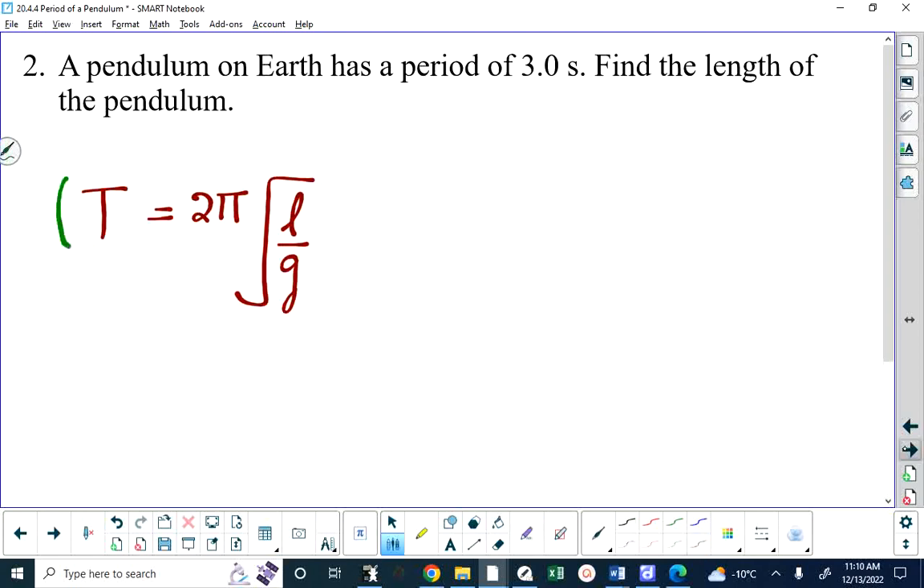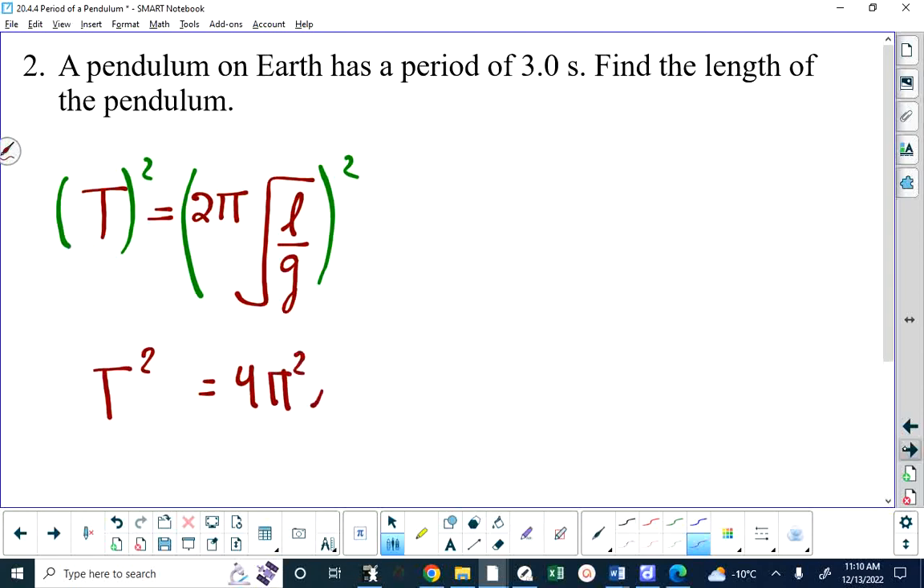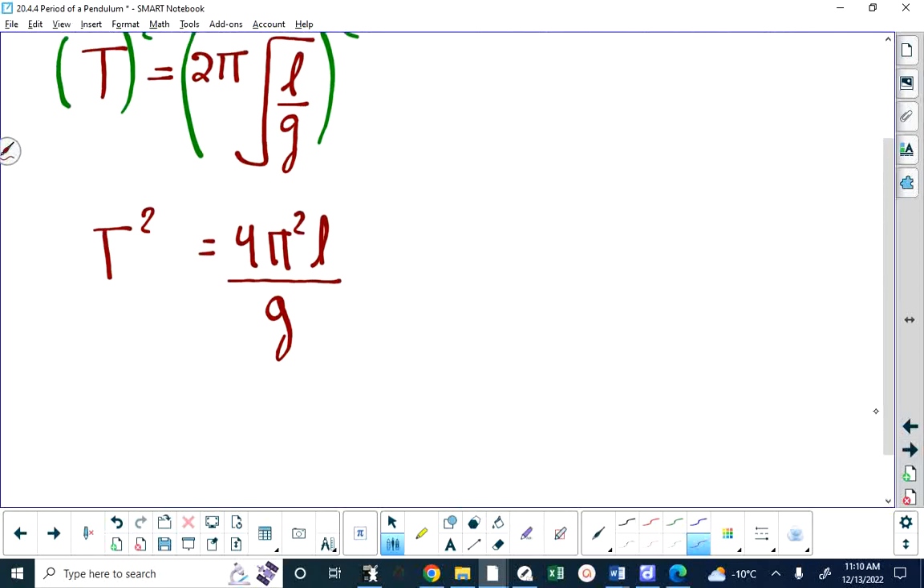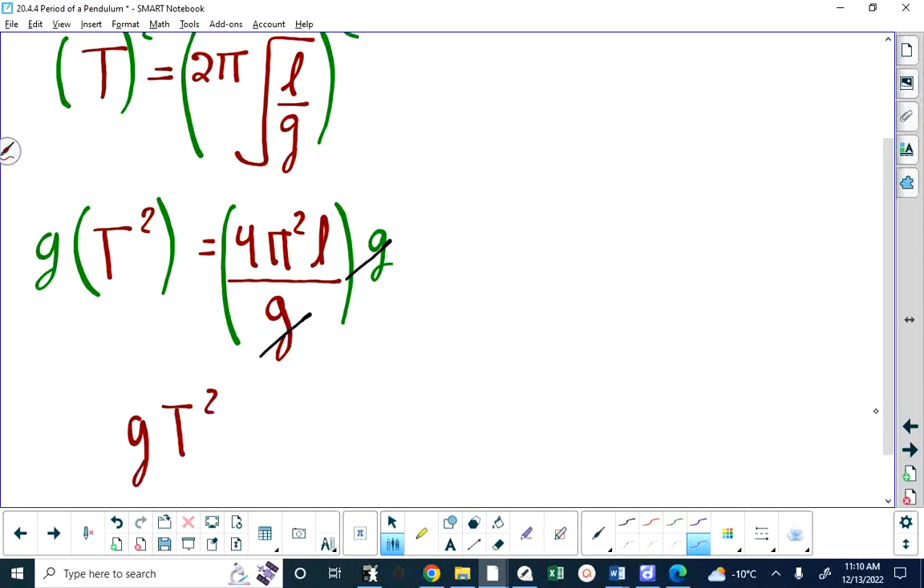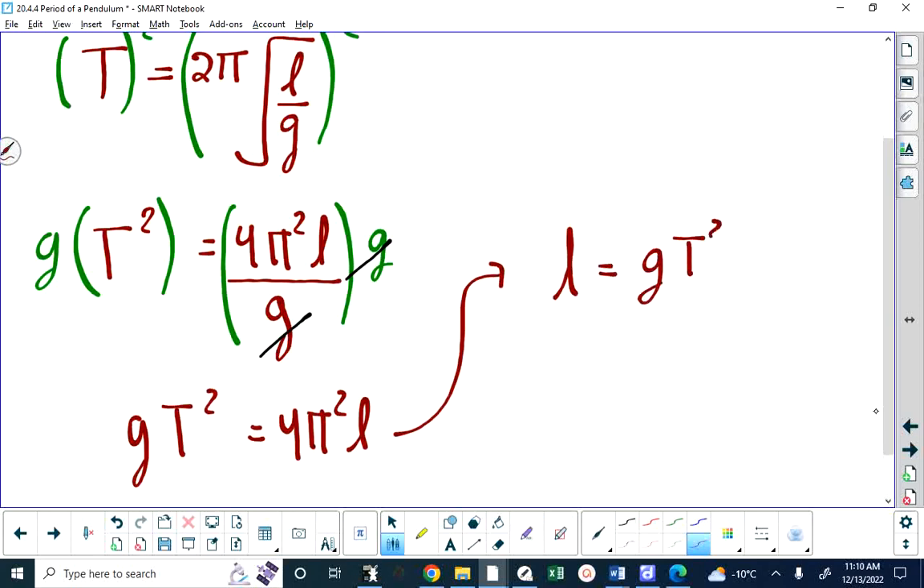This can be simplified to begin with by squaring both sides. And that gives us T squared equals 4 pi squared L over g. This is simpler because it doesn't have a square root. However, it still has a fraction, so I can multiply both sides of this equation by g to eliminate that denominator. And that gives me g T squared equals 4 pi squared L, which means if I divide both sides by 4 pi squared, I get the length of the pendulum.